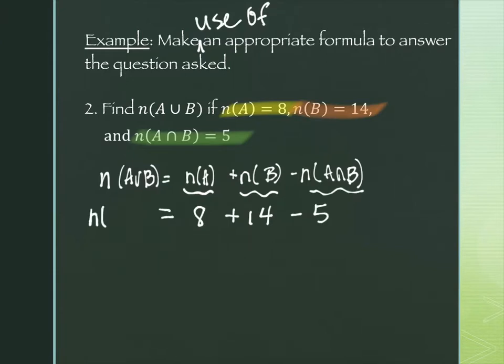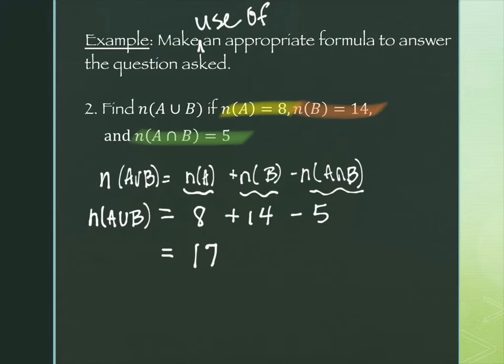And I can use this now to find the number of items in the union. So what is 8 plus 14 and then minus 5? 17, yeah. Okay, so we're using that formula so that we can actually find the union when we know the intersection and we know the number of items in the set.